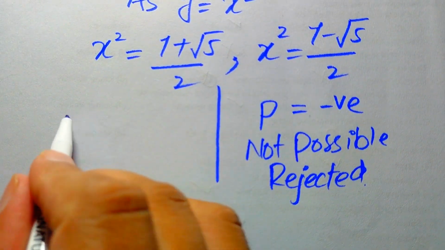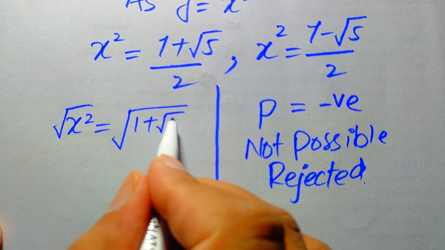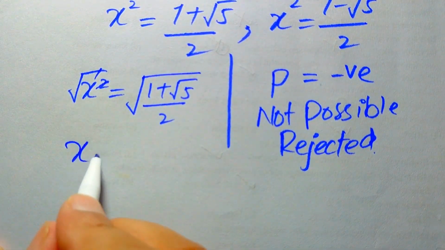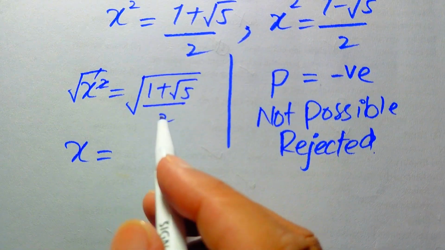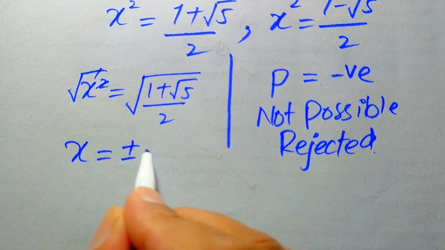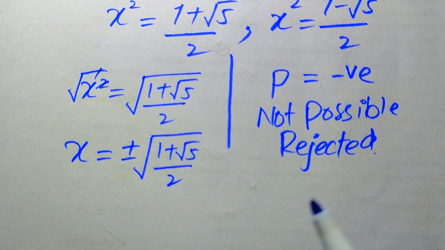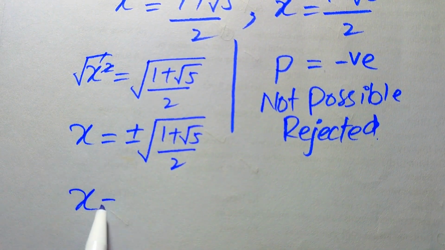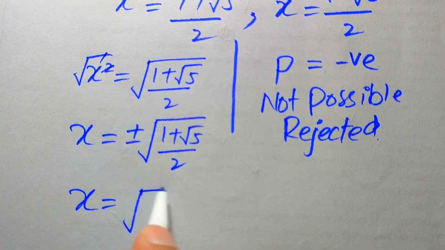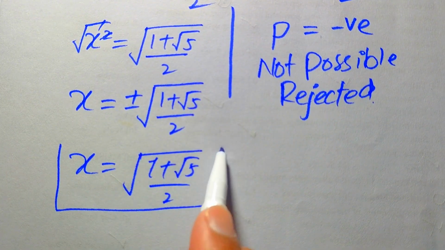From this case we again take the square root on both sides for the value of x, and we get 1 plus square root of 5 divided by 2. This 2 and this square root are gone, and we get x equals the square root of this term. We know that when we apply the square root on both sides, we write a plus minus sign, and this becomes this way. Further, you see here we neglect the negative sign, because distance is always positive, so we choose the positive value. And this is the final answer of this question.